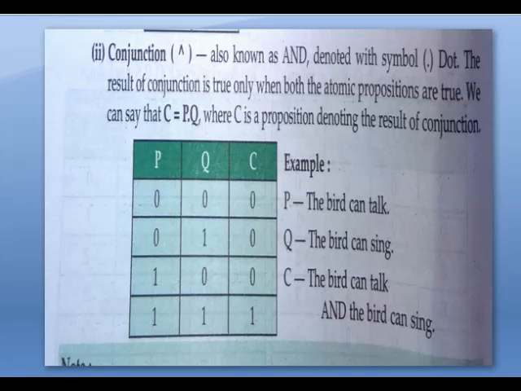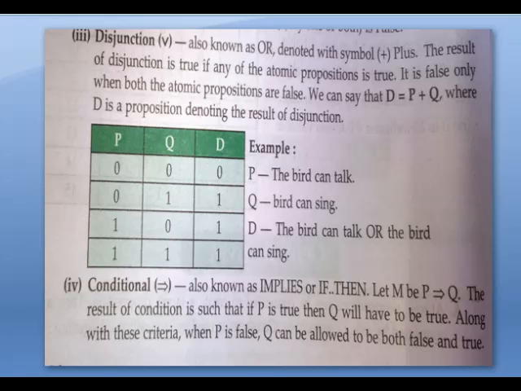Students, now we are going to study about disjunction. Disjunction is denoted by the symbol V. Also we can use the symbol plus, and the connective is or. So disjunction is also known as or, denoted with the symbol plus. Conjunction means up arrow and dot, and the connective is and. Negation means dash and the connective is not. Disjunction means down arrow and plus, the connective is or.